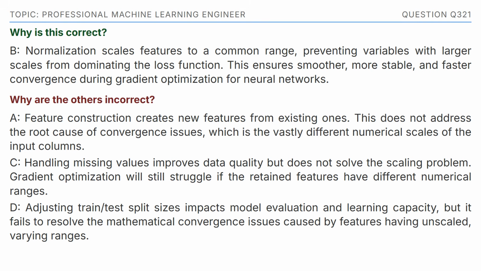Why are the others incorrect? A. Feature construction creates new features from existing ones. This does not address the root cause of convergence issues, which is the vastly different numerical scales of the input columns. C. Handling missing values improves data quality but does not solve the scaling problem. Gradient optimization will still struggle if the retained features have different numerical ranges. D. Adjusting train/test split sizes impacts model evaluation and learning capacity, but it fails to resolve the mathematical convergence issues caused by features having unscaled, varying ranges.